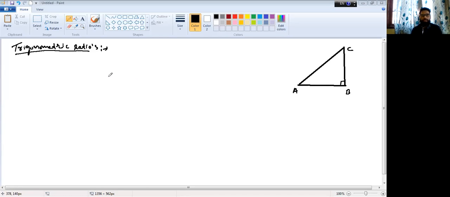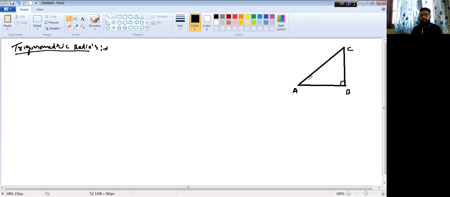Hello dear students, today we will discuss the trigonometric ratios. For this we will draw a triangle, right angled triangle ABC, which is right angled at B. First we will name these sides.